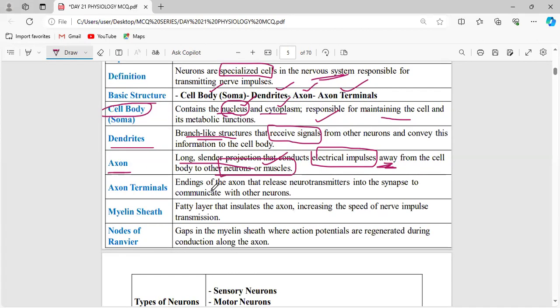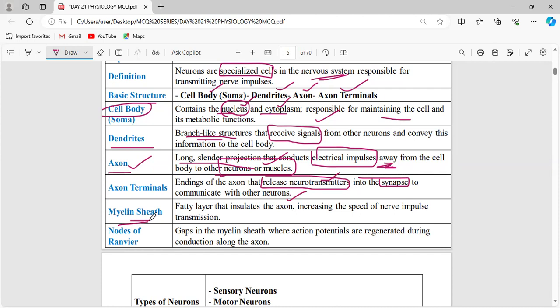Okay, now what is the axon terminal means? This is the end part of the axon. See, this is the area where the neuron is releasing the neurotransmitter into the synapse. See, what is neurotransmitter, what is synapse will be discussed in the upcoming slide. Okay, now see, this axon is the one releasing the neurotransmitter, and this neurotransmitter is released into the synapse, and through this it communicates with the other neurons.